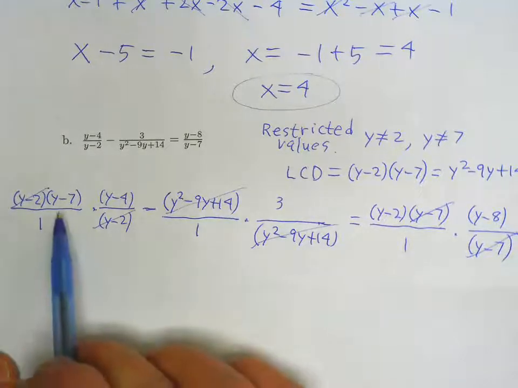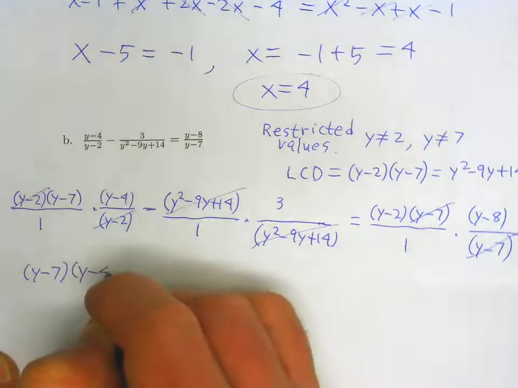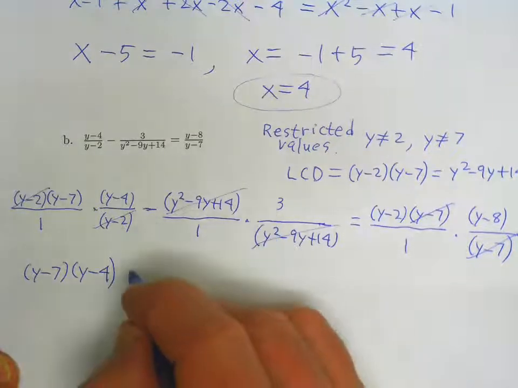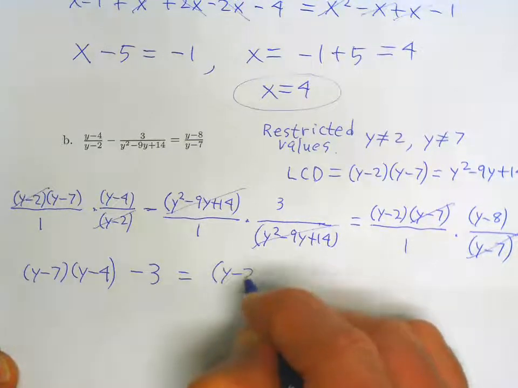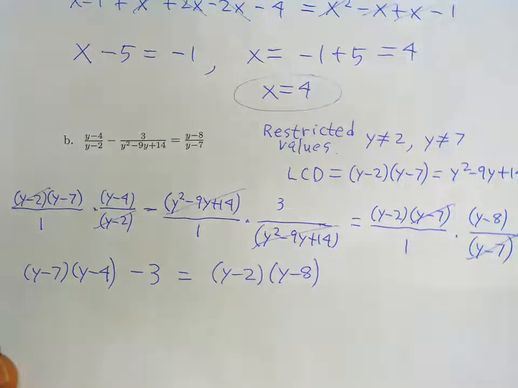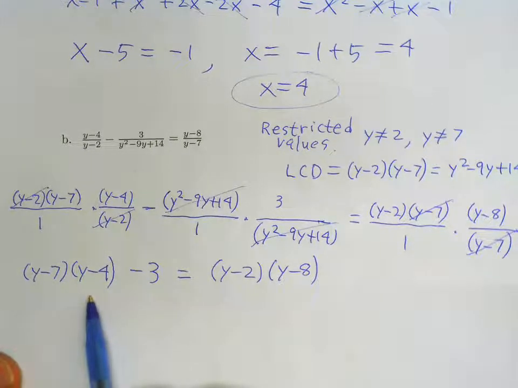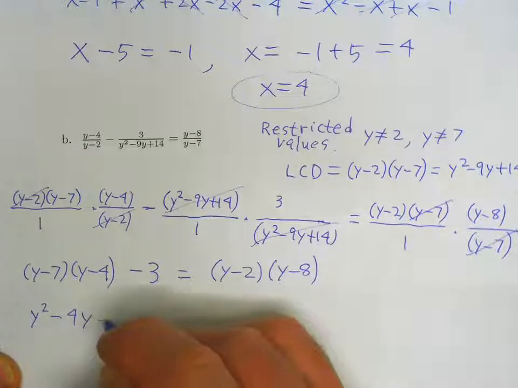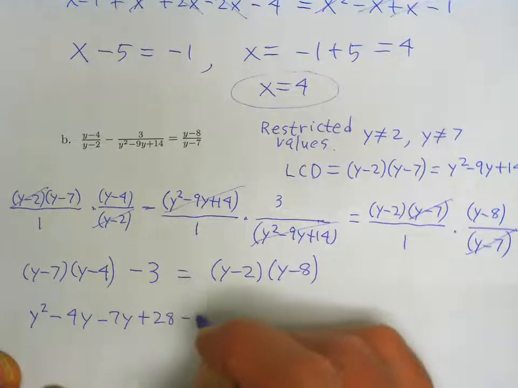Okay, so we'll write down what's left. Over here we have y minus 7 times y minus 4. And for the next term, we just have minus 3. On the right-hand side, we have y minus 2 times y minus 8. Then it's just algebra and arithmetic. So y minus 7 times y minus 4, y to the second minus 4y minus 7y, and plus 28 minus 3.